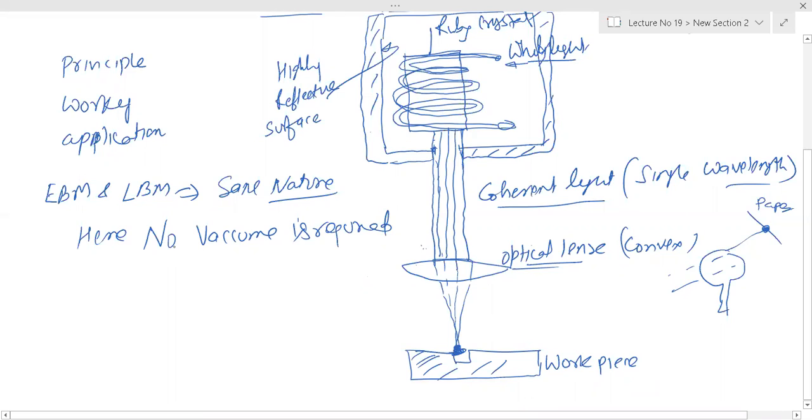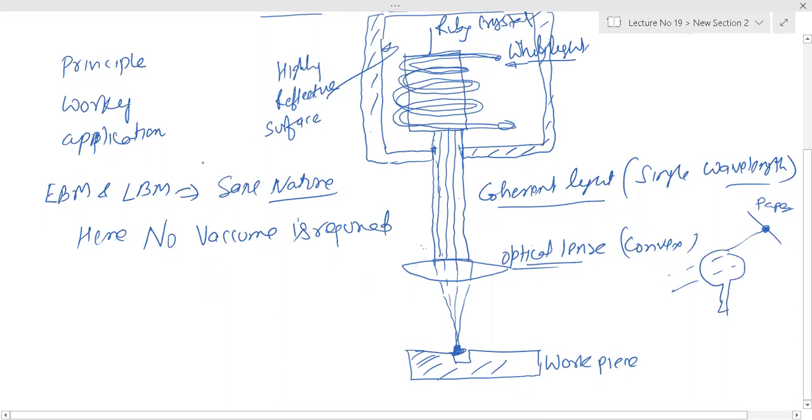And one more thing: when the ruby crystal's electrons get energized, the electrons go to the outer state and then jump to the lower state. The same coherent, similar energy is produced. That is the energy here. We know this from our 10th and 12th standard studies.